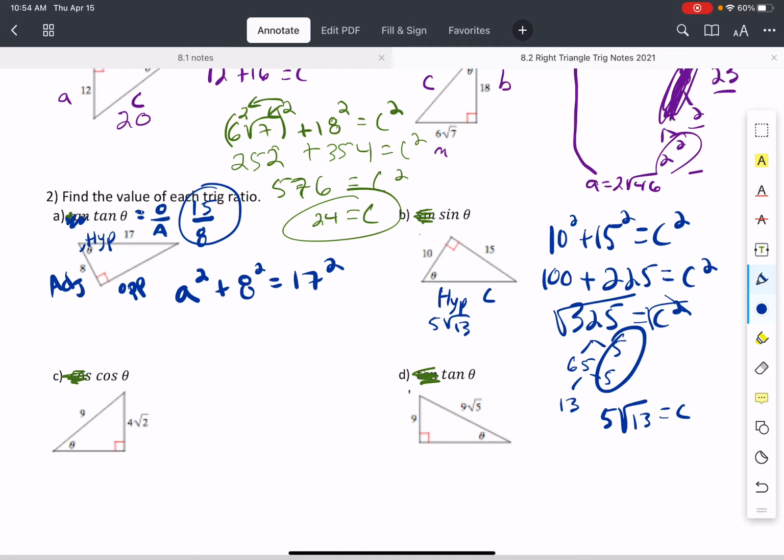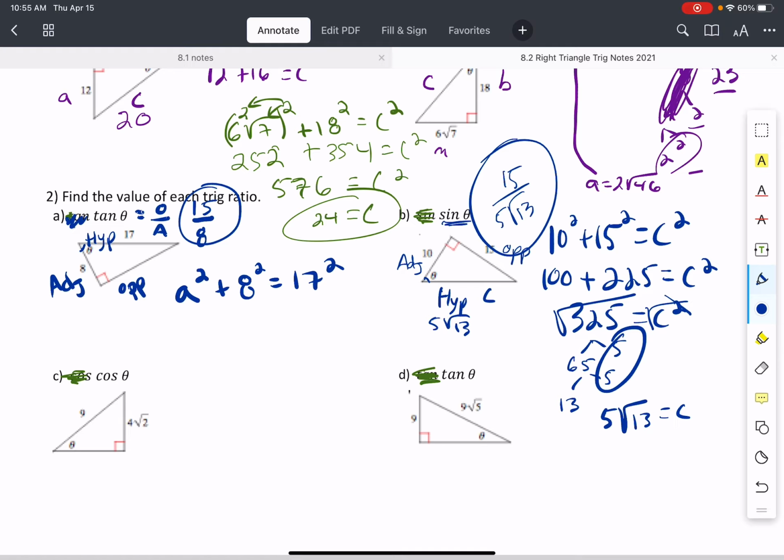Okay, what questions do you have so far? That's not my answer though, right? My answer is the sine of theta. So if this is theta, the 10 is my adjacent, right next to it. The 15 is across, that's my opposite. Sine is opposite over hypotenuse. So then my answer is 15 over 5 square root 13.